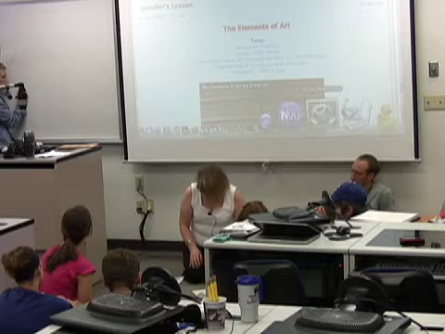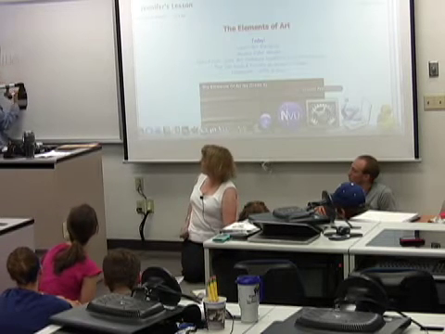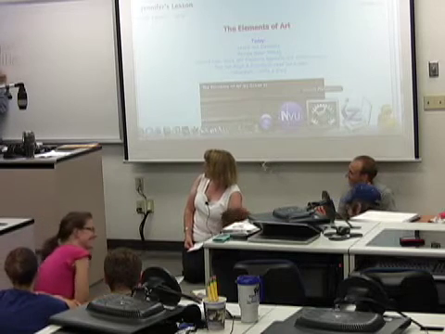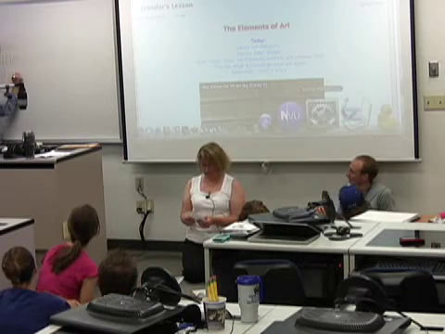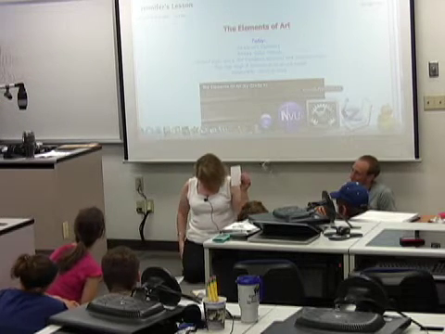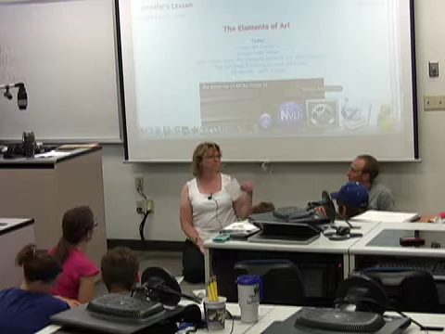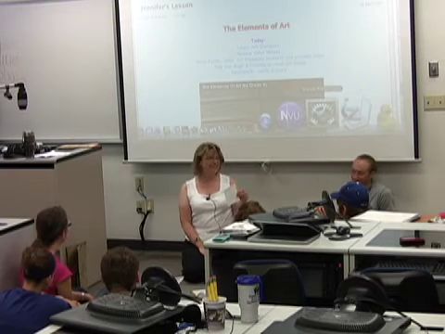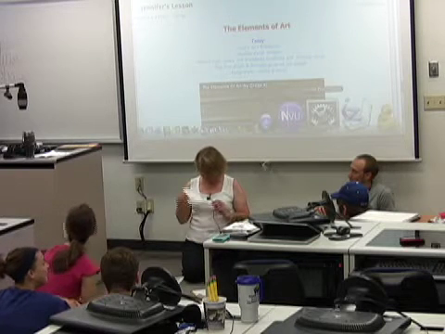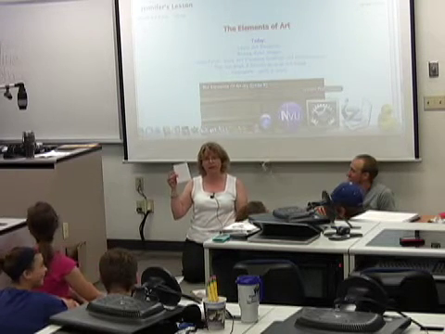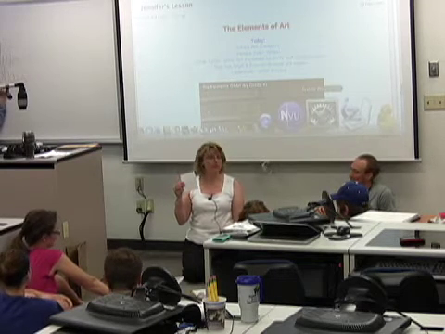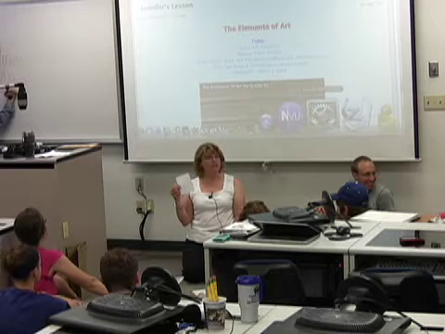The next element of art is shape. If you need help with spelling, let us know. Okay, shape. What kind of shape is this? Square. Yes. Okay, shape. What other shapes can you think of? Circle. What else? Triangle. Diamond. So far, those are all geometric shapes.